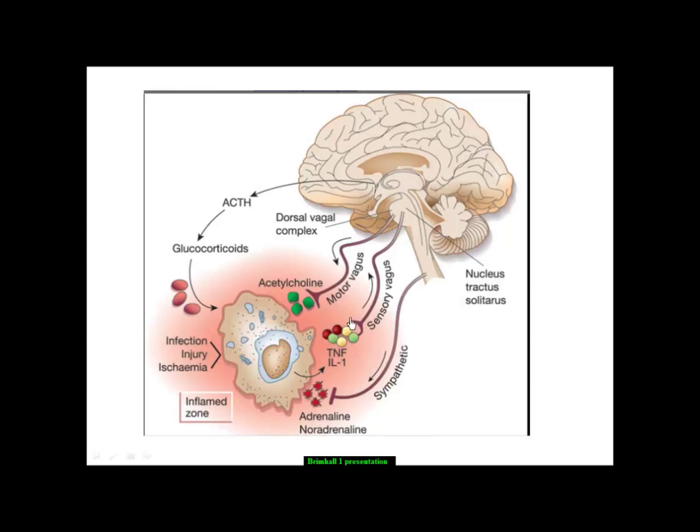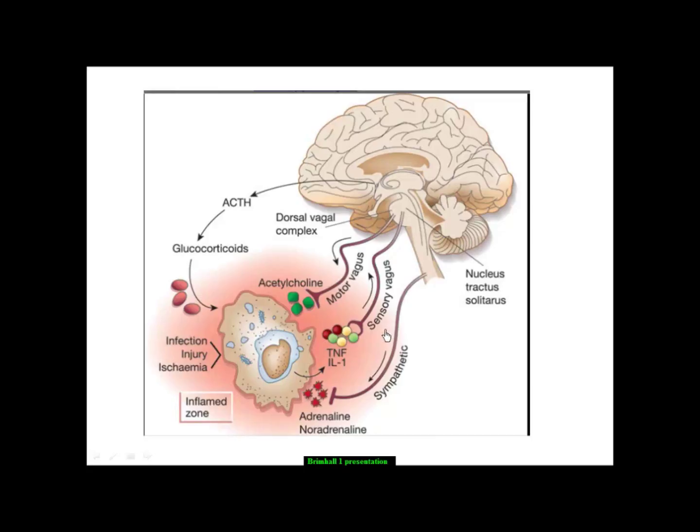So it goes here, it picks up that there's these cytokines, these damaging inflammatory cytokines, tumor necrosis factor, interleukin-1, and it senses that, goes to the brainstem, and then comes back on the motor, on the efferent portion, and it releases acetylcholine to these very specific receptors on this macrophage, and it tones down, it blocks the tumor necrosis factor and interleukin-1 from expressing and reduces inflammation. That's part of the mechanism. We'll go into more depth as we go into other webinars on this.